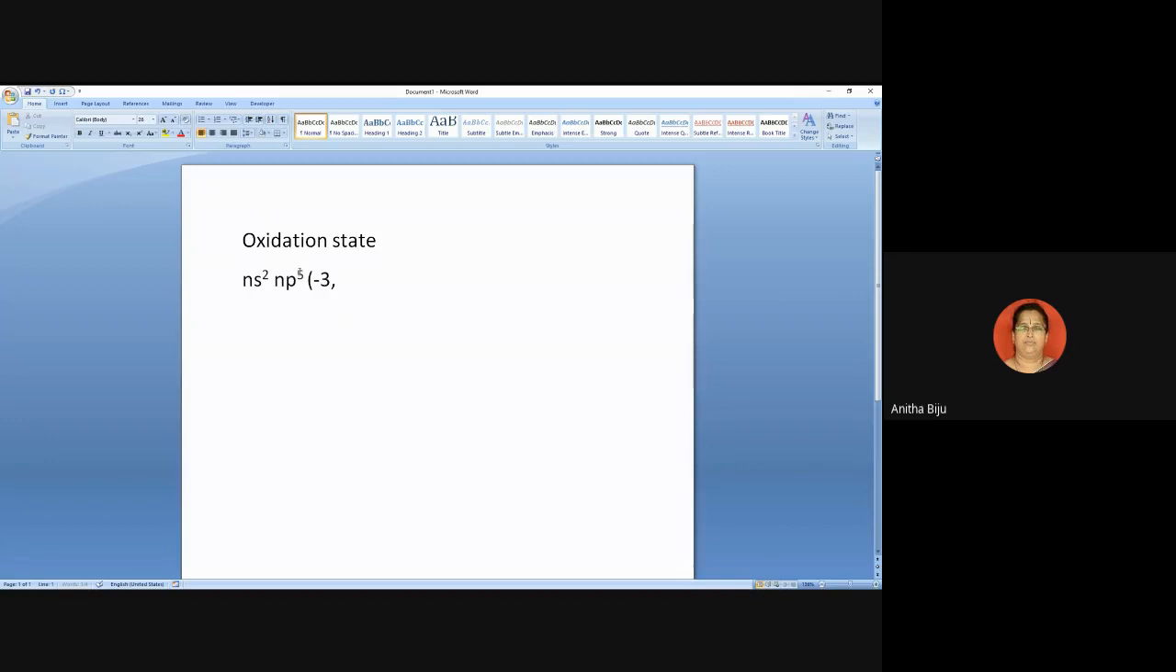Wait. ns2np3 only. Wait. Nobody told me? ns2np3 it is, not 5. Then it is capable of losing how many electrons? 3 electrons from the p subshell.